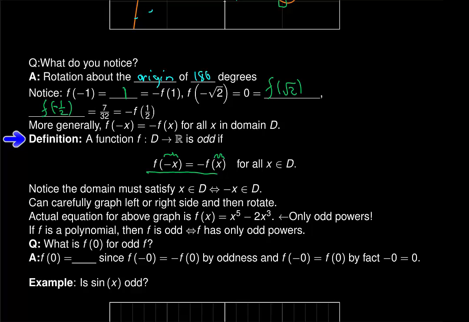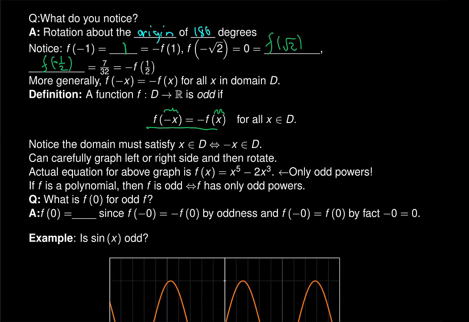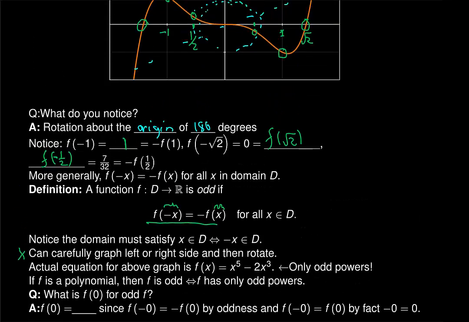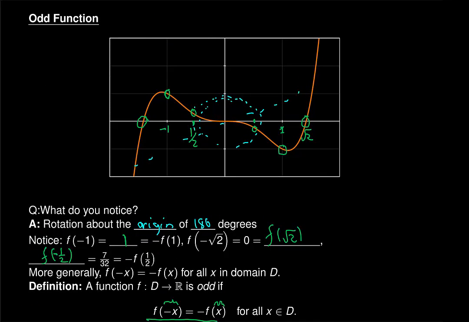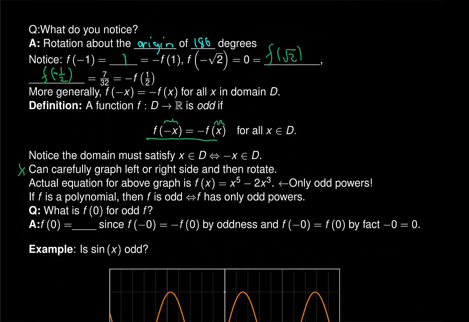And once again, we could restrict the domain so that that's true. So once again, there's a value for graphing in that we could carefully graph the left or right side and then rotate it around. So we could just focus on trying to get a good graph of this right side, and then we could just rotate all the points around to get the left side, or vice versa.